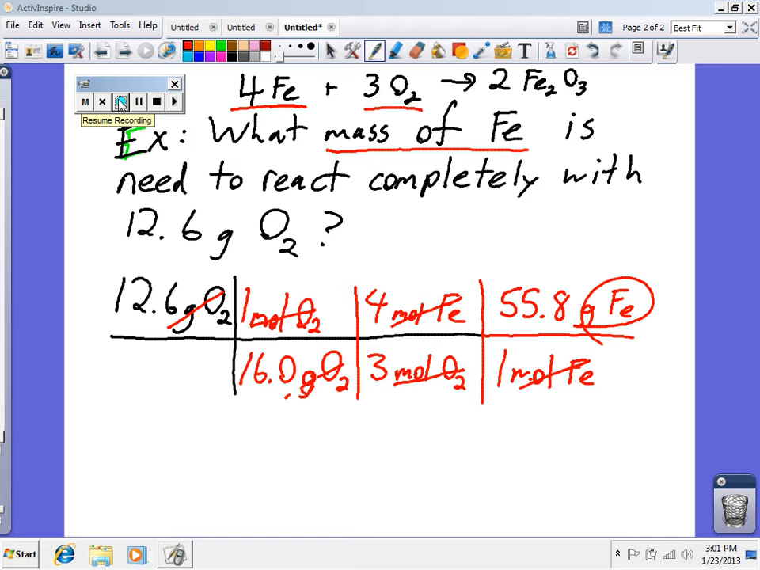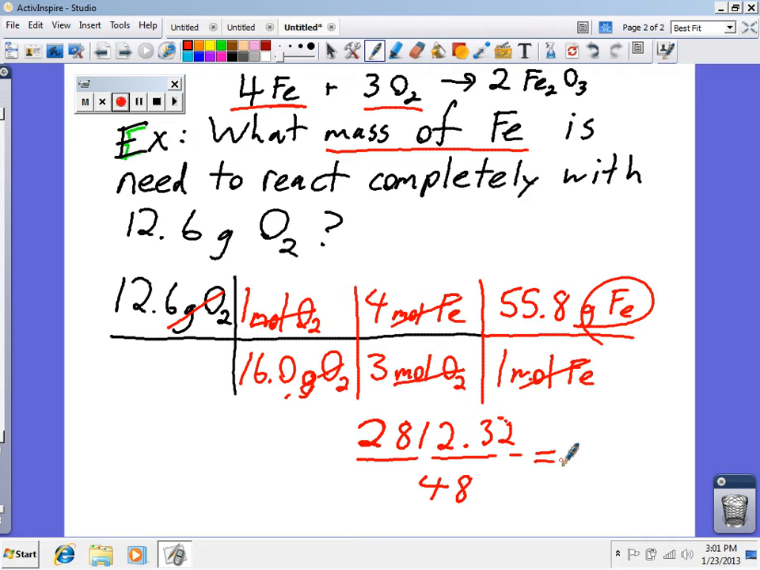So when we multiply everything together on top, we end up with 10,281.2. And when we multiply everything together on bottom, we end up with 48. Doing the math, we get 58.6 grams of iron.